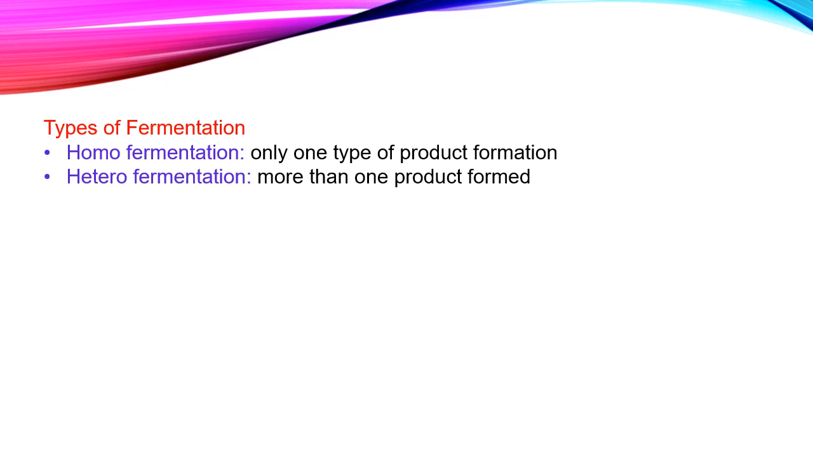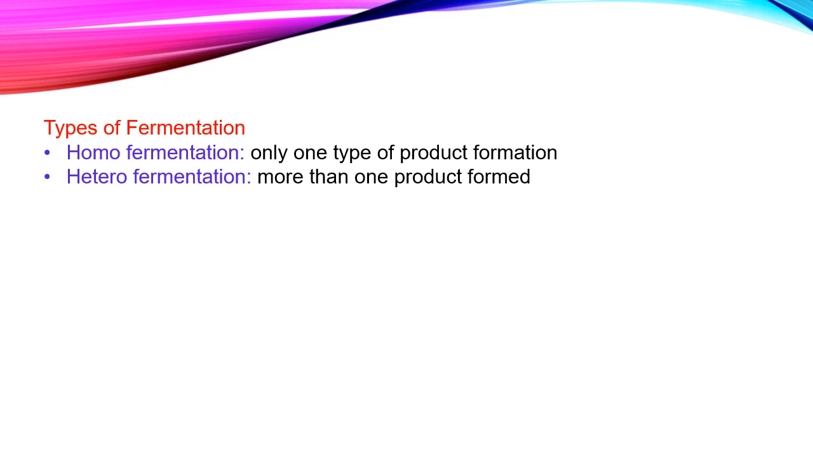So students, now let me generalize the different types of fermentation. The first type of fermentation, depending on how many types of products are being formed, can be classified as homofermentation, where only one type of end product is being formed, or heterofermentation, where more than one type of product is being formed. That means two products can be formed as end products, or three products can be formed as end products in heterofermentation.